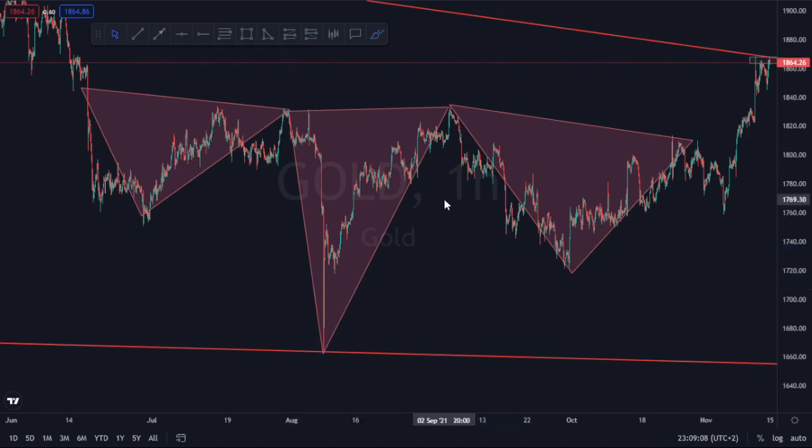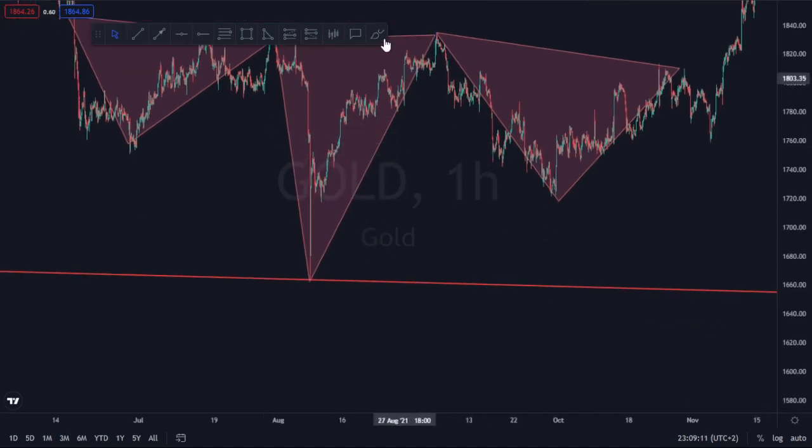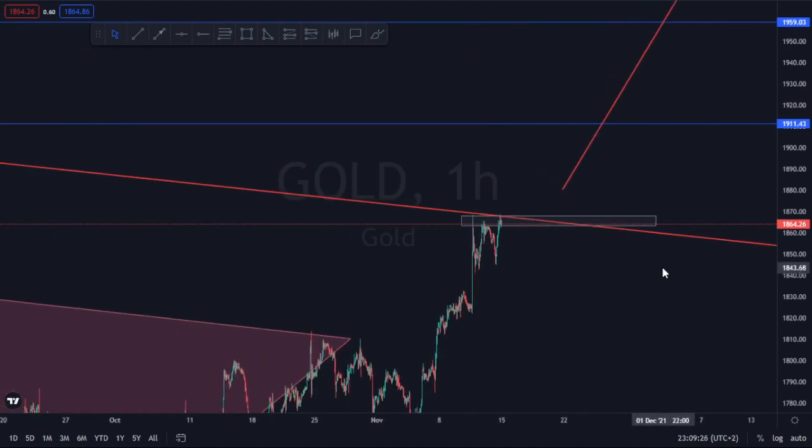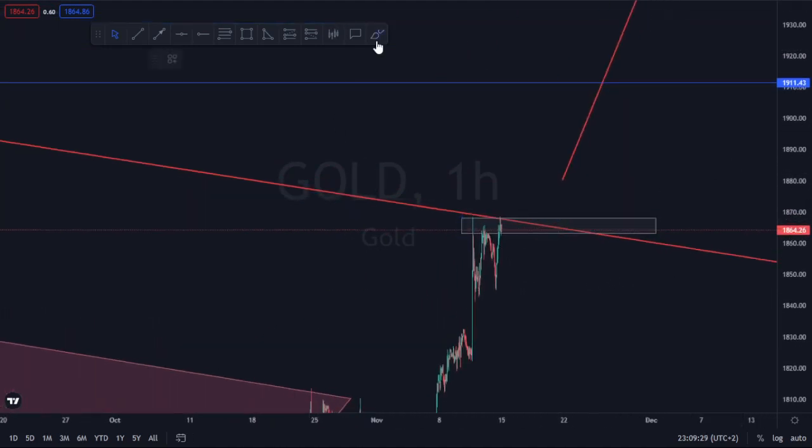I just want to mark this 1. Price gave us a head and shoulders. Okay, head and shoulders, and then 2. If price breaks out and gives us a nice retest, our first targets will be here. These are the first targets, guys.